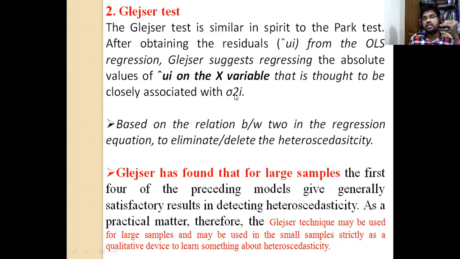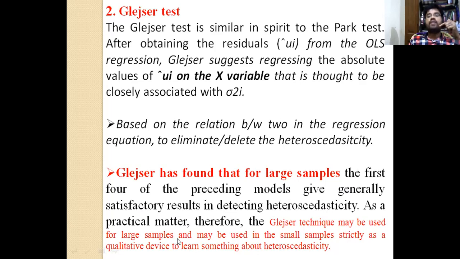Here sigma square i is the variance, the ith variance. Based on the relation between the two in the regression model, the equation helps to detect heteroscedasticity. Glejser found that for large samples, the four preceding models give generally satisfactory results regarding heteroscedasticity. As a practical matter, therefore, the Glejser technique may be used for large samples.